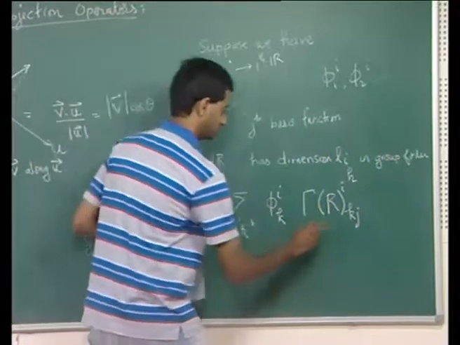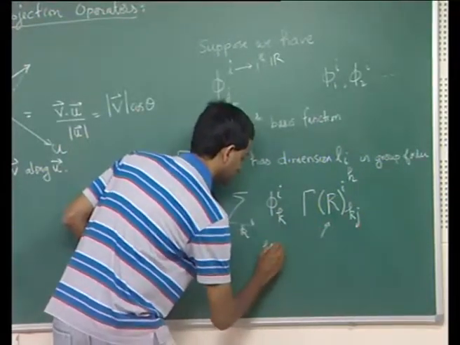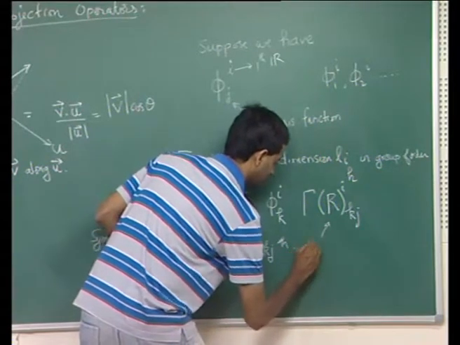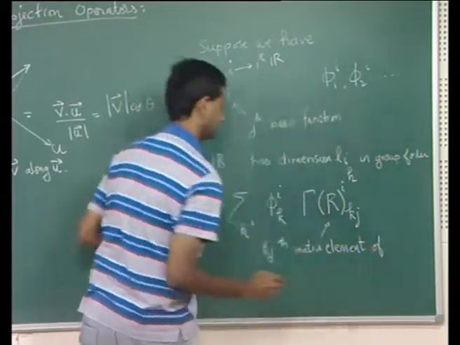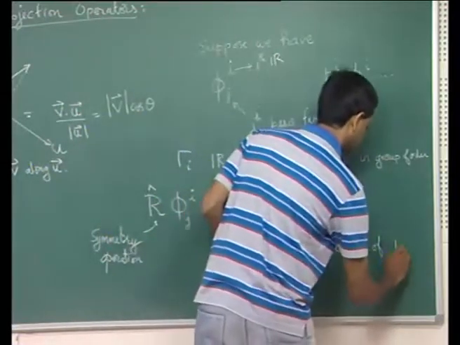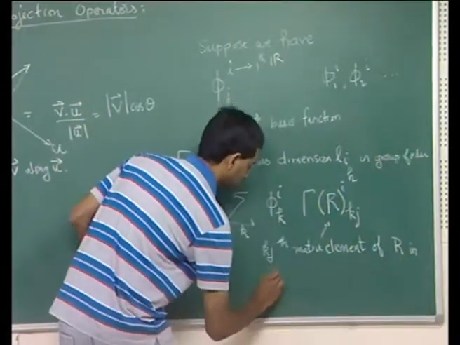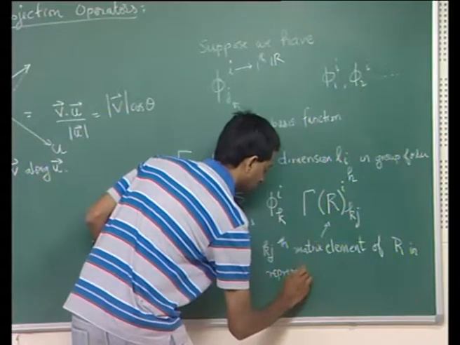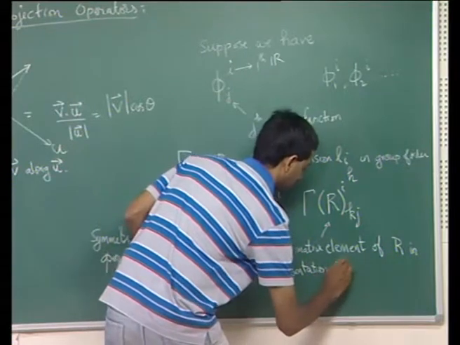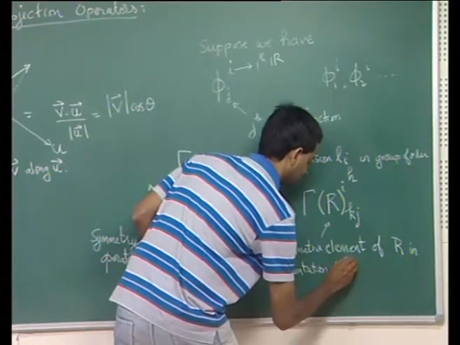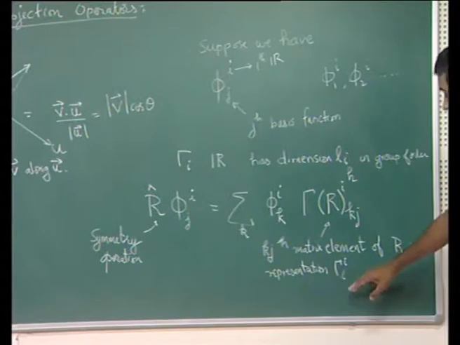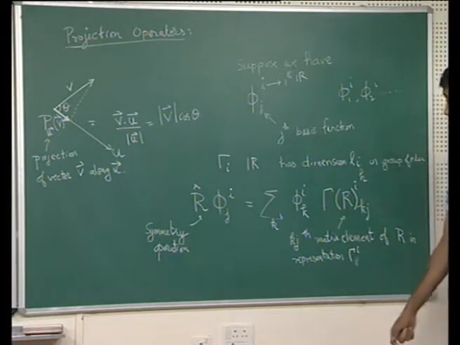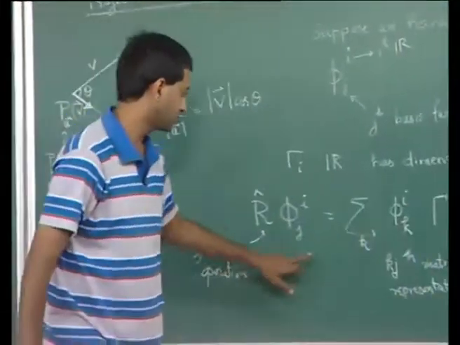So this is the kjth matrix element of R in representation gamma I. What I mean is that you have R in this representation gamma I. R can be represented as a matrix, and this is the kjth matrix element. So this is the usual definition of the matrix elements.